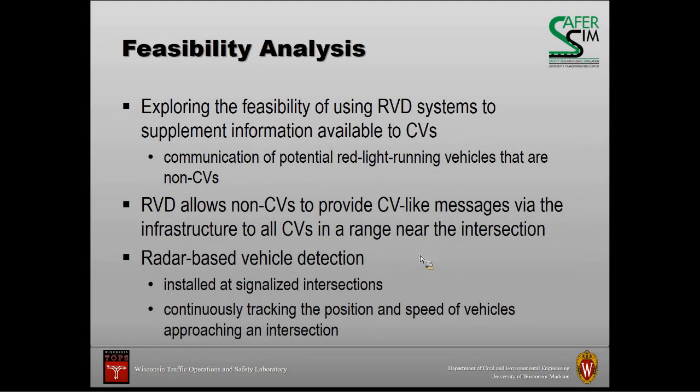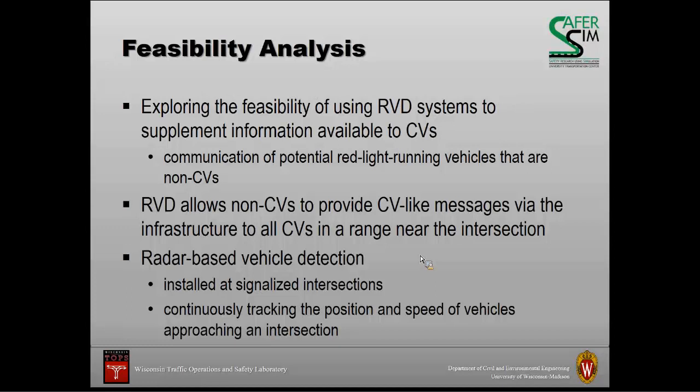Now, one of the objectives of this project calls for exploring the feasibility of using radar-based vehicle detection systems to supplement information available to connected vehicles, which includes communicating an unconnected potential red light runner to connected vehicles nearby. So rather than waiting for every potential red light runner to go and buy a connected vehicle, we can use radar-based vehicle detection systems to provide messages, using the infrastructure, to nearby connected vehicles near the intersection.